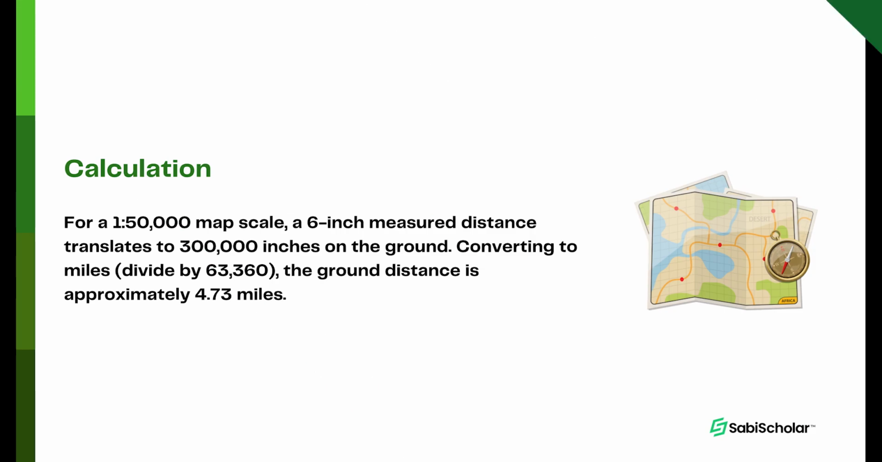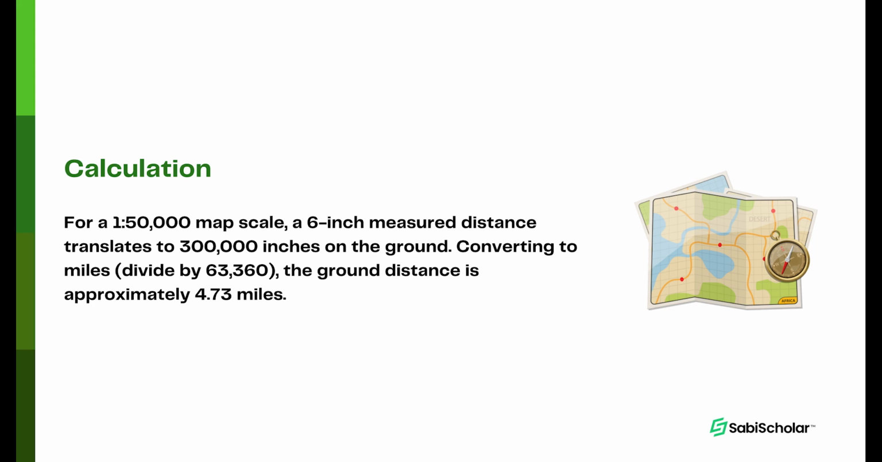The ground distance, so the formula you're going to need to use would be ground distance equals measured distance on a map multiplied by the scale factor. Ground distance, which in this case is going to be equal to 6 inches multiplied by 50,000, which equals 300 inches.